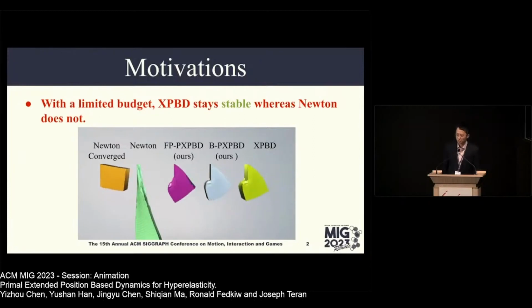So here I present a basic example where I have a simple block mesh with the left end clamped and just dropped under gravity. The far left one is a simulation I run with Newton's method to convergence, like the ground truth. But the other four are run with the same computational budget of 200 milliseconds per frame. It is small, but actually not quite small enough for real-time simulation. In this case, Newton's method does not stay stable and essentially explodes. But XPBD and our algorithms remain stable. And that's the sort of goal I want to achieve.